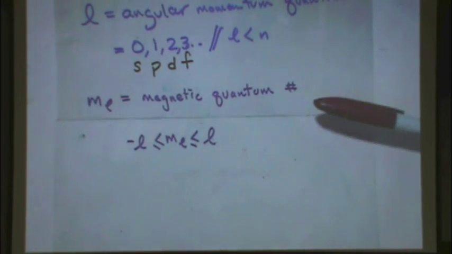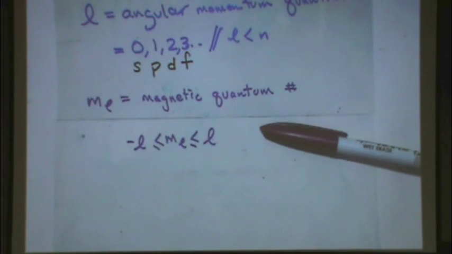What does this represent physically? This represents orientation in space. Which way is it oriented in space? Up, down, right, left, etc. So it represents orientation in space.